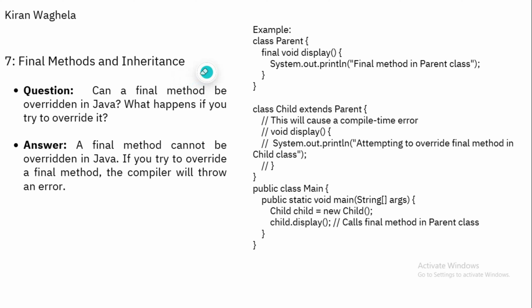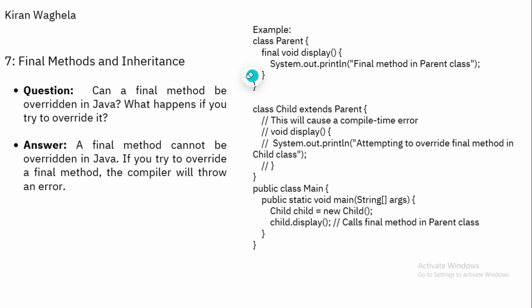Final method and inheritance category. In this category the questions will be like this: can a final method be overridden in Java? What happens if you try to override it? You can answer this question like this: a final method cannot be overridden in Java. If you try to override the final method, the compiler will throw an error.